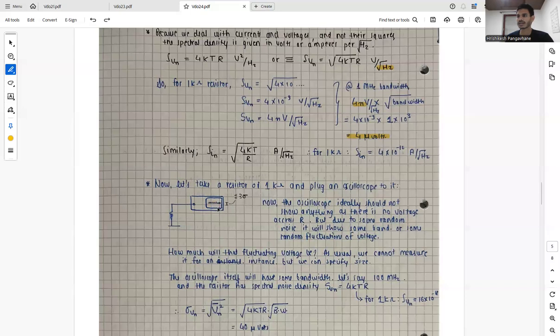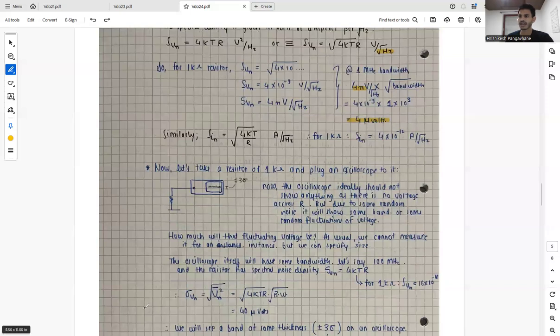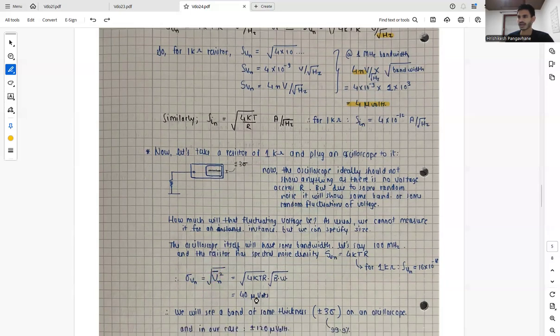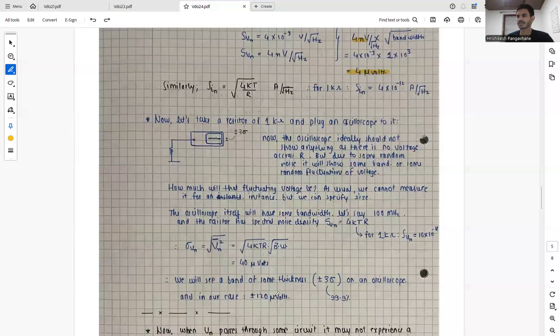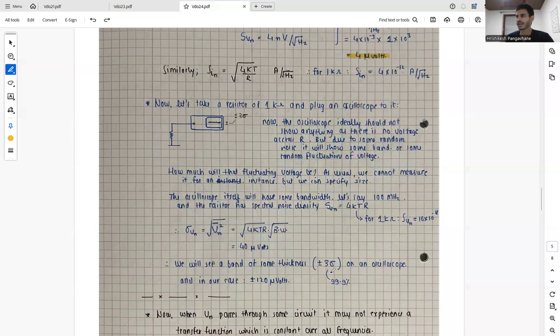So the resistor has spectral noise density SVN equal to 4 kTR, and for 1 kilo ohm the value comes out to be 16 into 10 to the power minus 18. From here we can calculate by taking the root mean square of our variance, and it comes out to be 40 microvolts. So we will see a band of some thickness which is plus minus 3 sigma, where this value of sigma is 40 microvolts, on an oscilloscope.